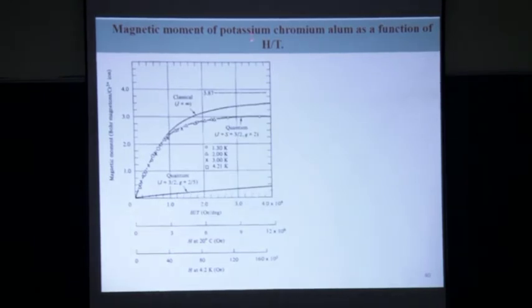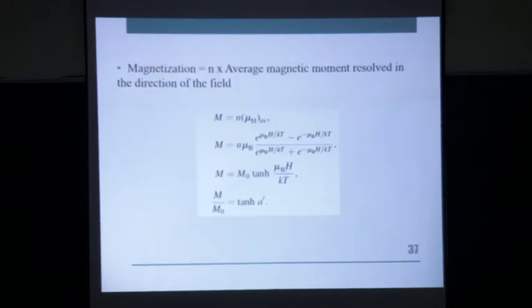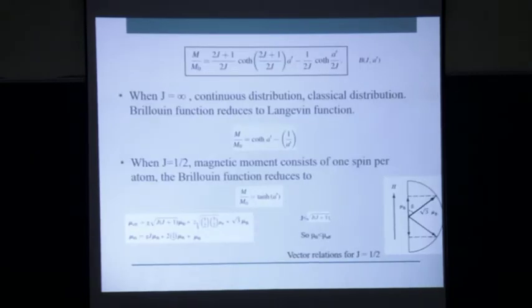So here you have the magnetic moment of potassium chromium alum, and these are the experimental values. Okay. Now in the classical case, what are we plotting? We are plotting magnetic moment as a function of h by T. Why h by T? I told you h by T is what we always use as a prime. A or a prime has that ratio of h by T. Okay.